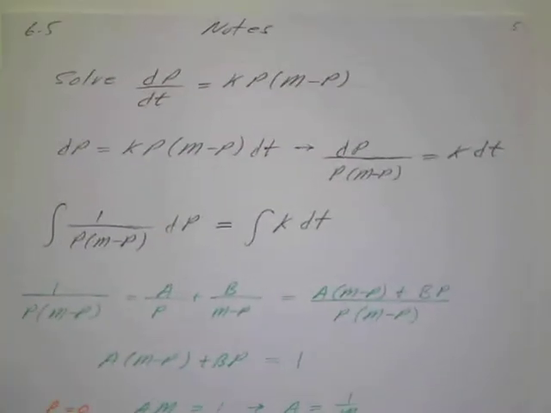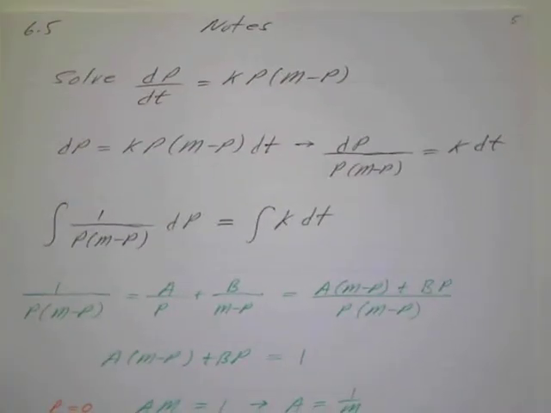Okay, this is section 6.5, some more notes. And what we're going to do is actually derive the general logistic formula. You'll use this technique in some of the homework problems. They ask you to actually use partial fractions. So this is the technique you're going to use with some specific numbers.